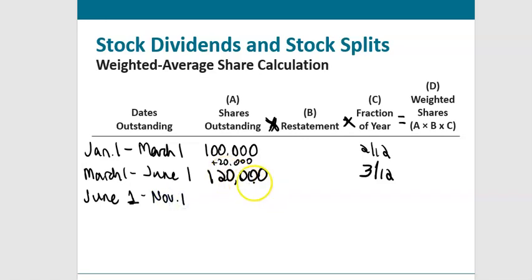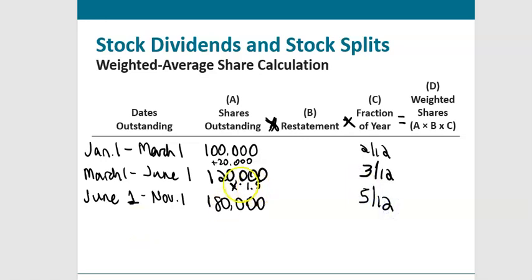The company does a stock dividend and gives every shareholder an additional half of a share. So let's multiply our number of shares outstanding by 1.5 because all of the 120,000 are still outstanding, plus an additional half of that, additional 60,000. That's going to give us total shares outstanding of 180,000. And they're outstanding from June, July, August, September, and October, so 5 out of the 12 months.